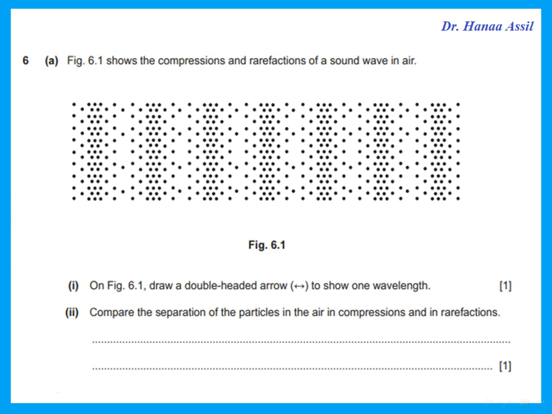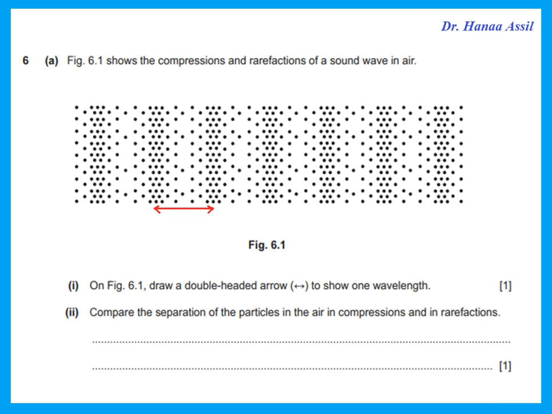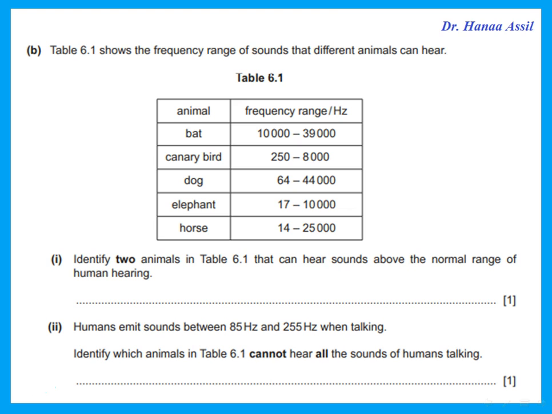Figure 6.1 shows compressions and rarefactions of a sound wave in air. On figure 6.1, draw a double-headed arrow to show one wavelength. Remember, one wavelength is the distance between two compressions or the distance between two rarefactions. Compare the separation of particles in the air in compressions and rarefactions. Which of these is compressions and which one is a rarefaction? Of course, the compressions is the one in which the particles are closer together. In the rarefactions, the particles are further apart from each other.